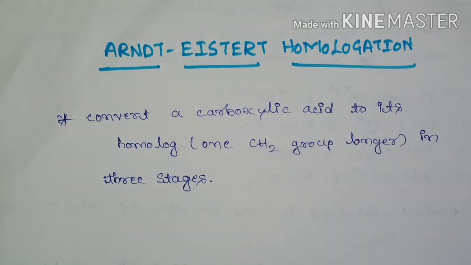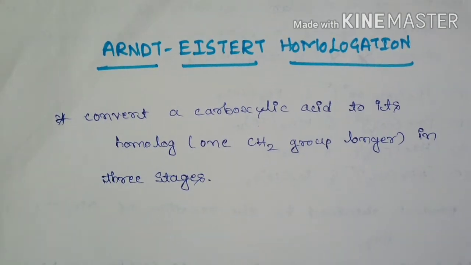Here we are going to convert a carboxylic acid into its homologous series. That is, we are going to add a methylene group so that there will be elongation of the chain, and that reaction is known as Arndt-Eistert homologation. And we have mentioned that it is going to take place in 3 stages.